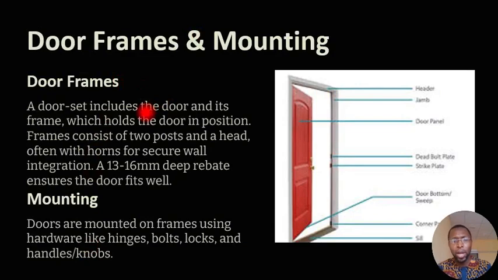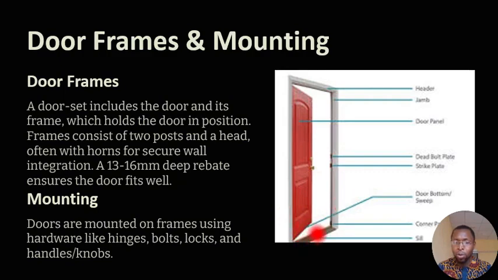A door frame actually consists of two posts and a head. The door frame is just the place where the door is mounted. These spaces here, this wood here, like you see, is what we call a door frame. It consists of two posts. The posts are the vertical parts, this line here and this line here, and then one head. The head is the top. The bottom is not really part of the door frame.